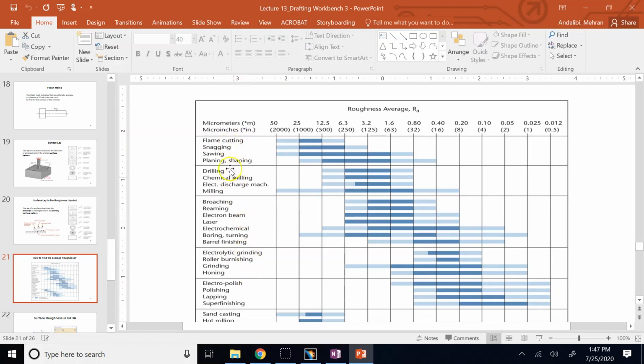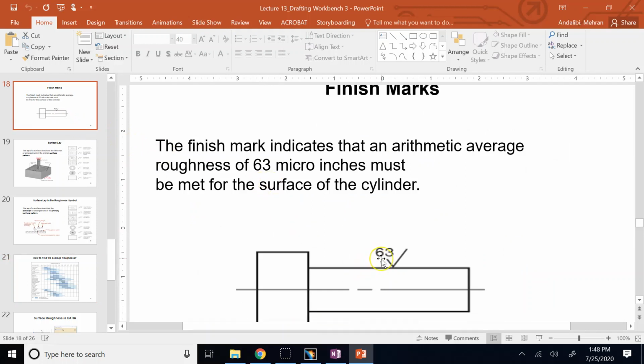So as you go up here, the cost goes up. As you go down until this point to this superfinishing, the cost goes up, but the quality goes up at the same time. So this table would tell the machinist which finishing method they should use to achieve the number you gave them.